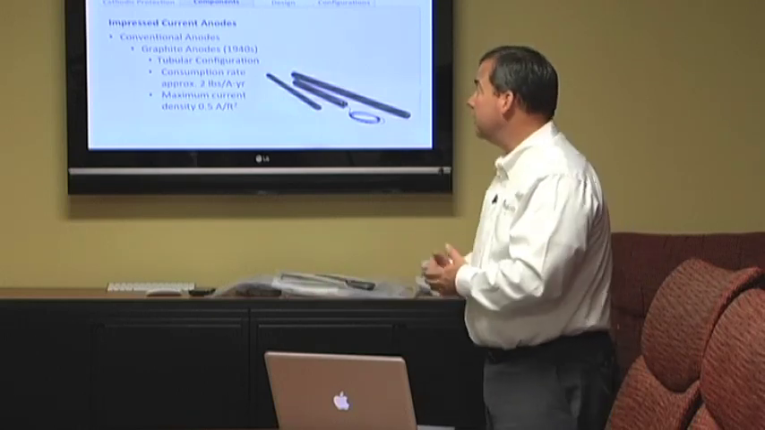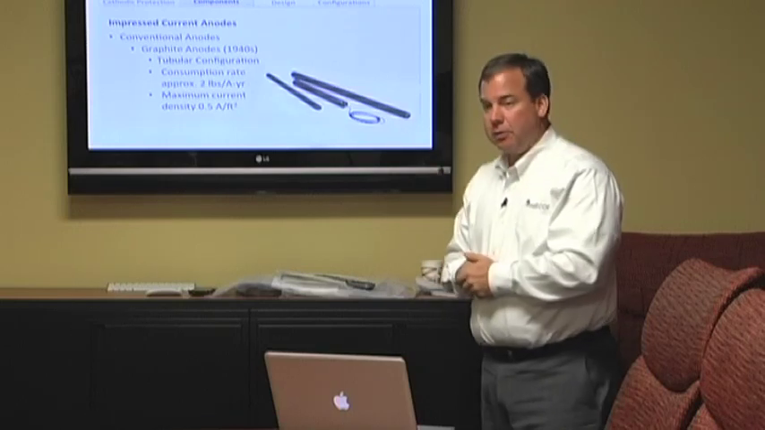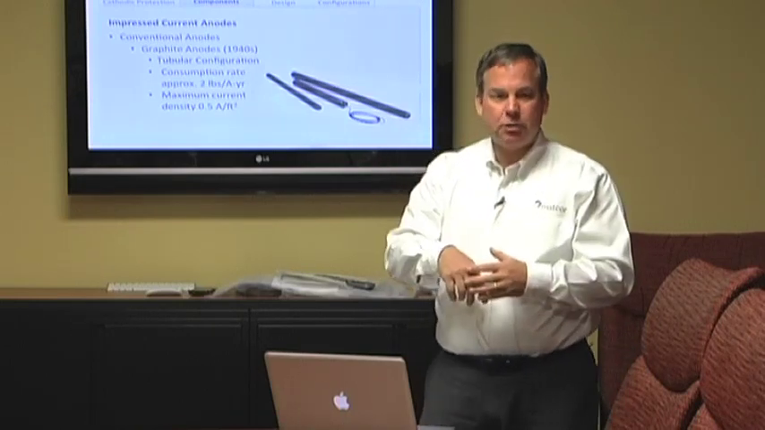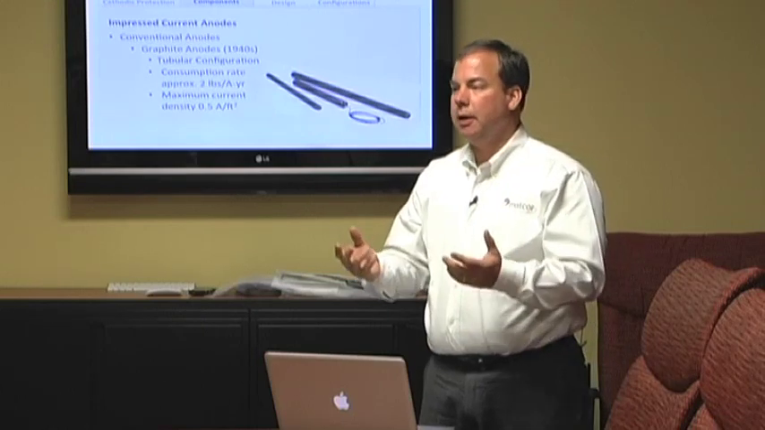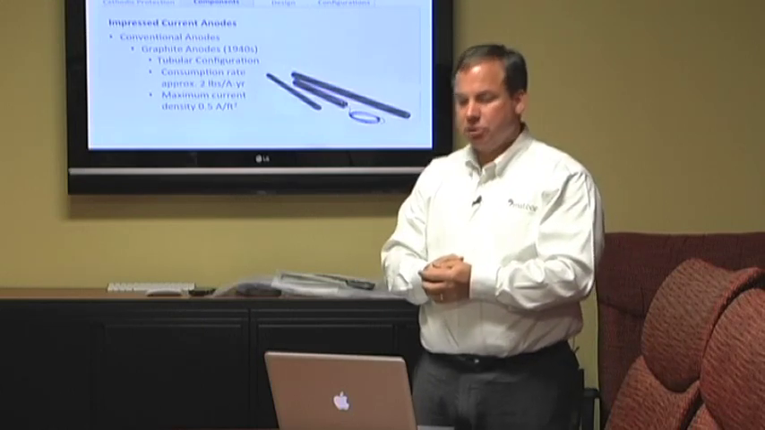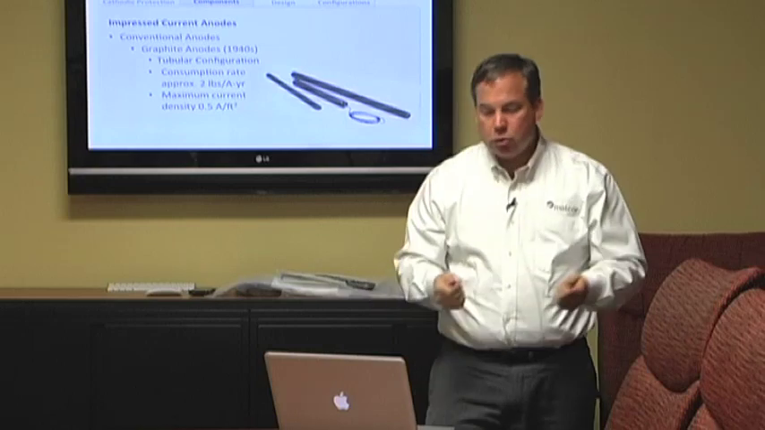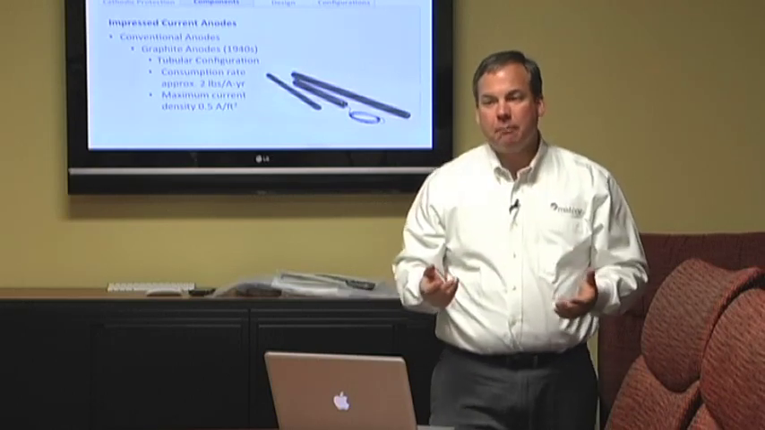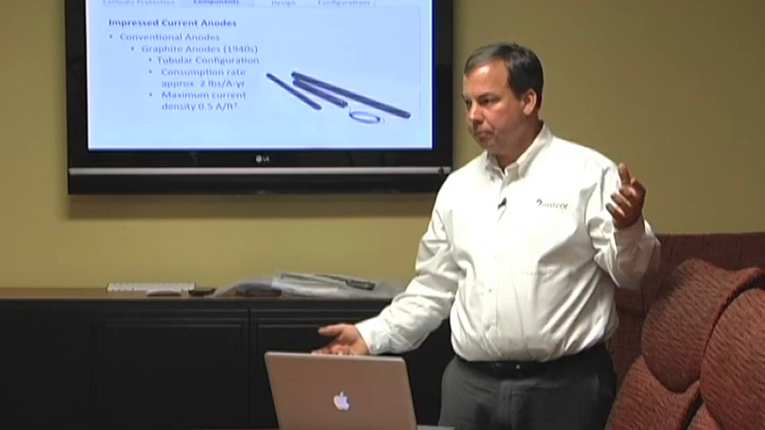The first one is what we call a graphite anode. That's literally a piece of graphite that has a cable connection to it, and you stick it in the ground and you run current off it. It consumes at a rate of about 2 pounds per ampere. And you can generate about 0.5 amp per square foot of surface area.